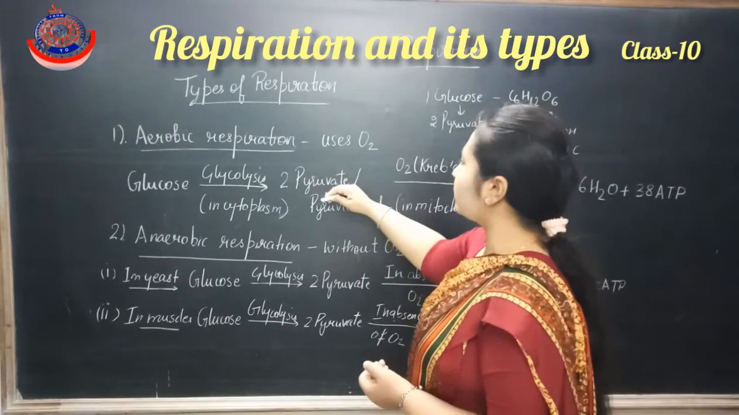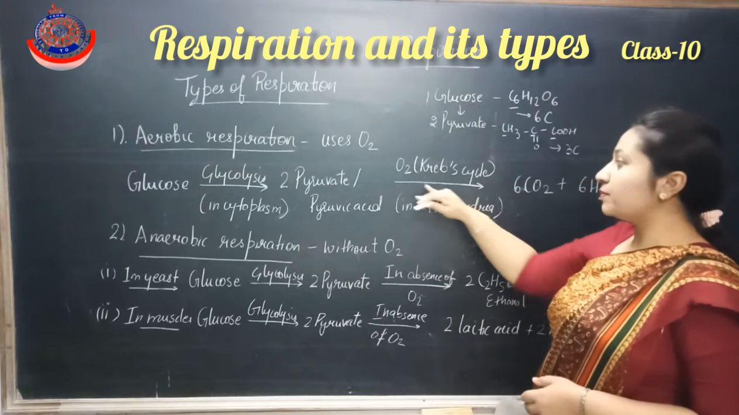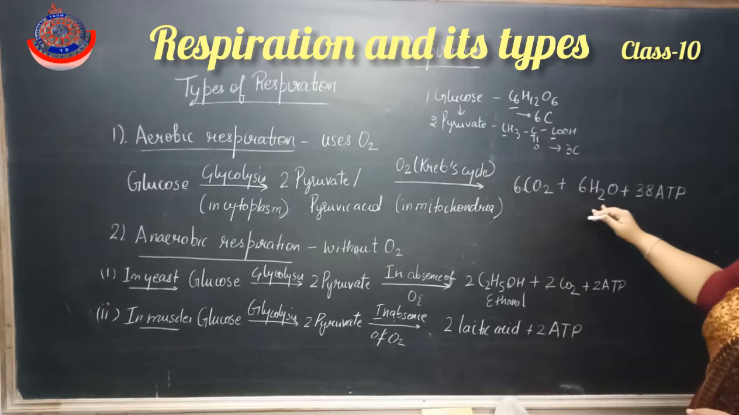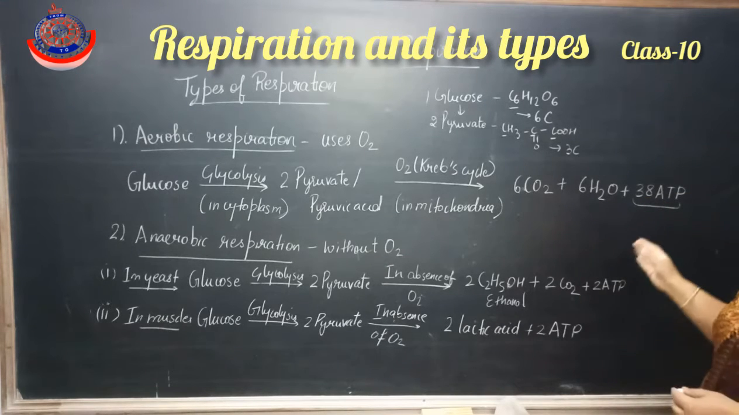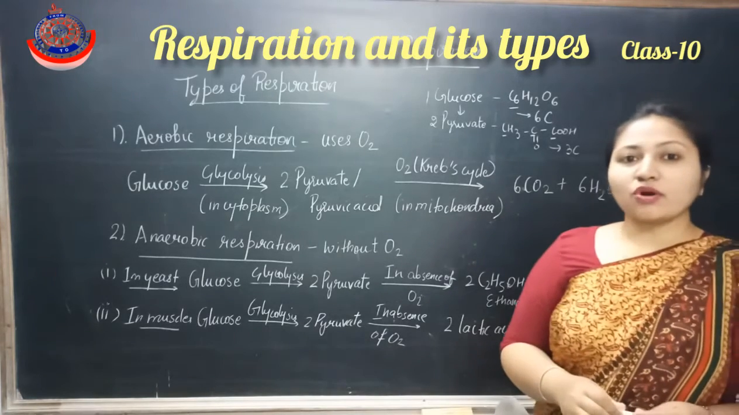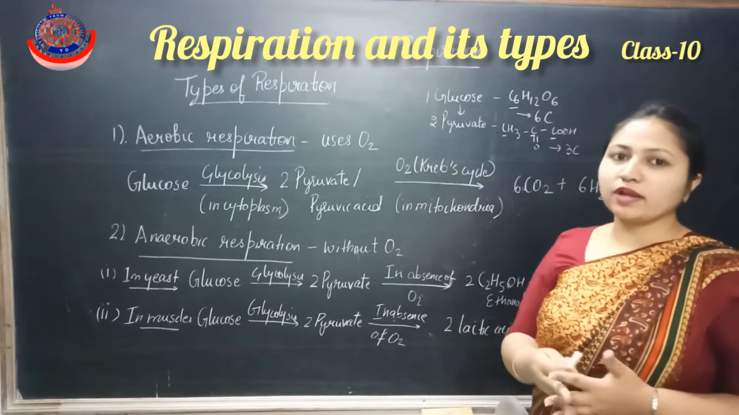So these 2 pyruvate molecules, in the presence of the Krebs cycle in mitochondria, in the presence of oxygen, will be converted into 6CO2 plus 6H2O plus 38 ATP molecules. So why is such a considerable amount of energy produced here? Because the complete breakdown of the food occurs here.